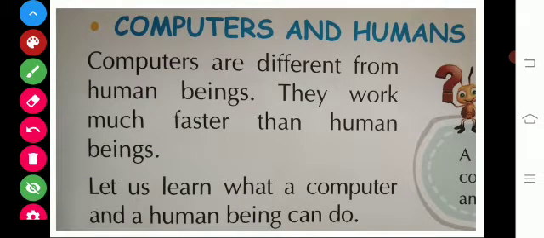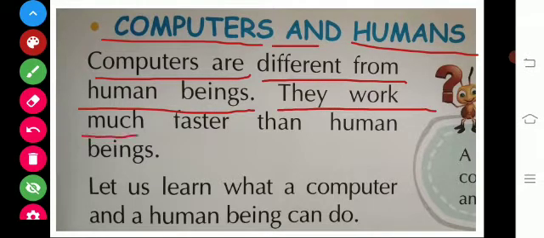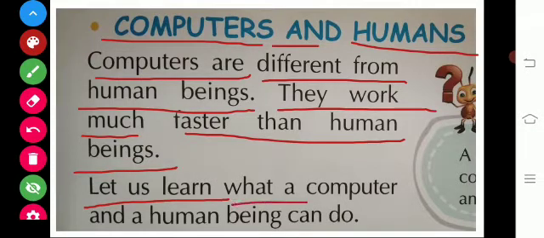Now all of you take page number 3 in your computer book. Yes, computers and humans. Computers are different from human beings. They work much faster than human beings. Let us learn what a computer and a human being can do.